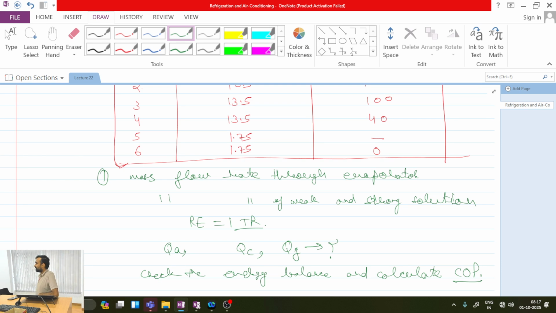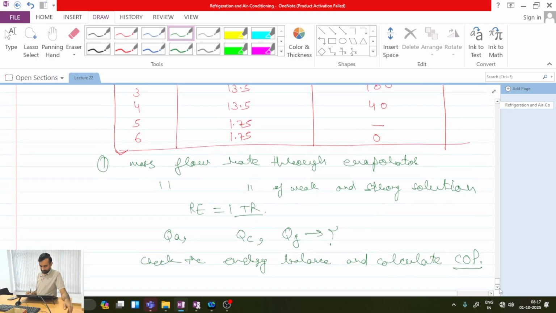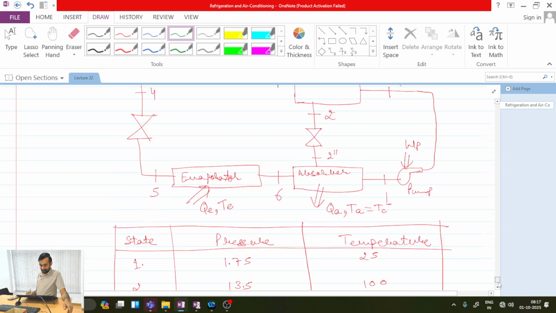Anyone is having any doubt about this? All are clear with this? Okay, so shall we start? What will be our first task? We need to designate all the state points on the enthalpy composition diagram.